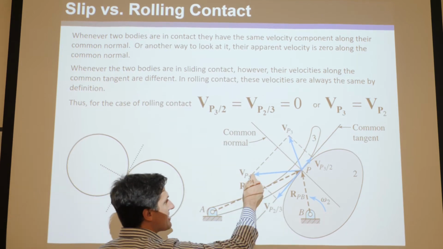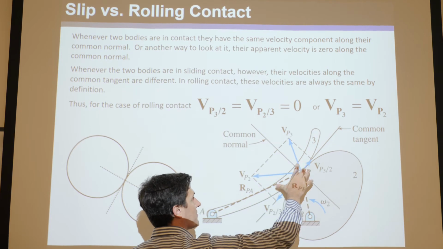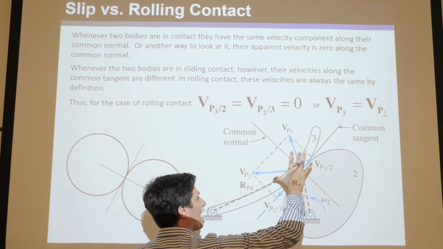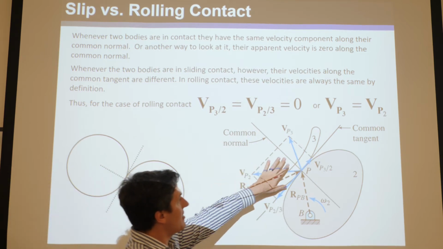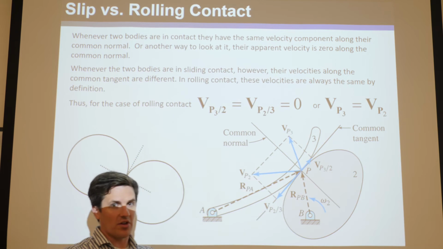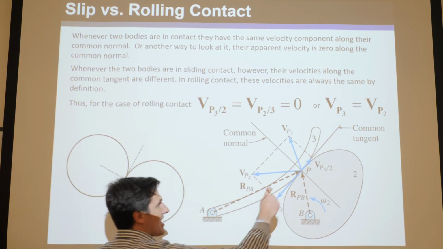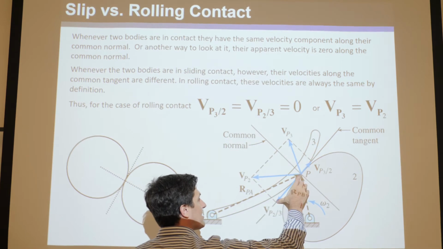So you can see this velocity here is the same as this velocity here. It's a rectangle, so that they're equal. And that must be the case because they're in contact. But the total vectors aren't equal because they're not just rolling. They're rolling and sliding. And you can see that because the component of this here is different from the component of this here.